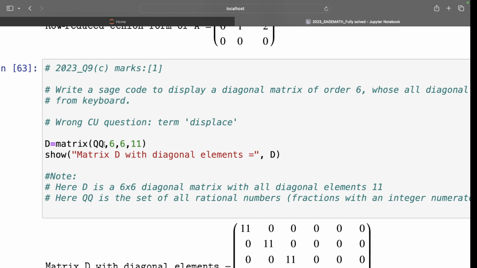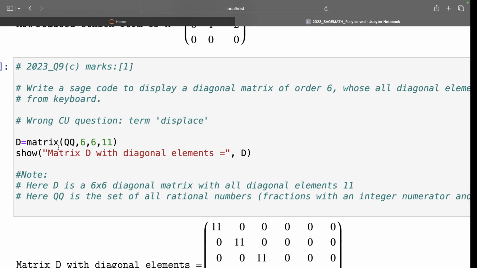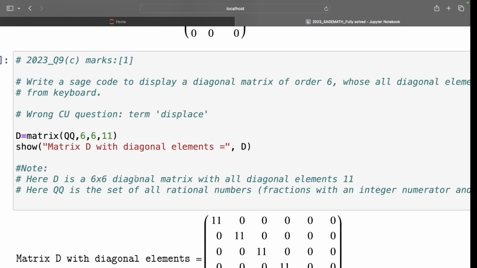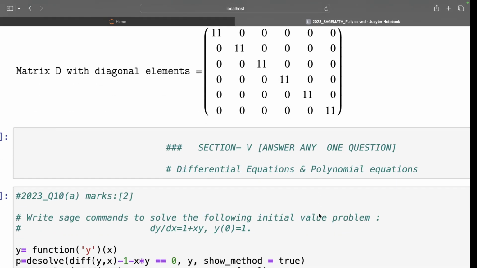D is the matrix over QQ. Q is the set of all rational numbers, fractions with integer numerator and denominator, or ZZ. This is a 6 by 6 matrix, of order 6, and all diagonal elements are 11. So it is a 6 by 6 diagonal matrix whose principal diagonal elements are all 11.